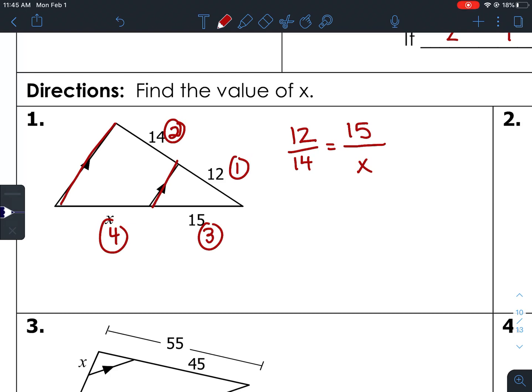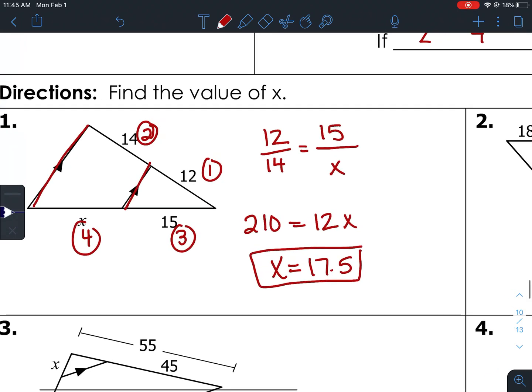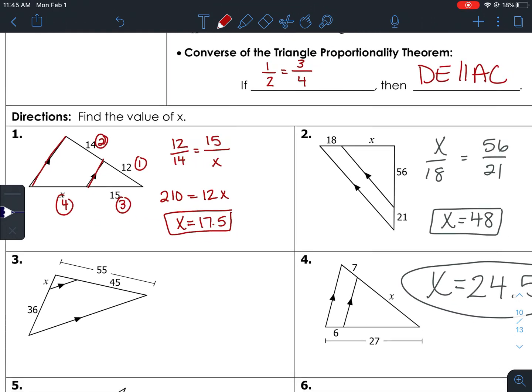All right, so you're going to cross multiply. 15 times 14 gets you to 210, and that is equal to 12x. Divide both sides by 12. So you get x equals 17.5. Okay, 2 is the exact same as number 1. So for that, you should get 48. Again, if at any point in time you need to pause the video, slow me down, repeat, feel free to.